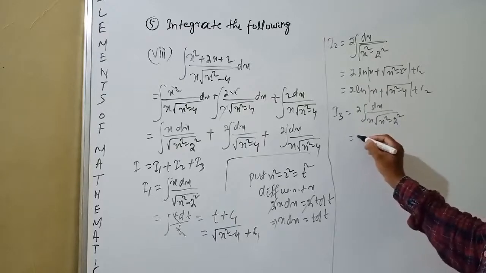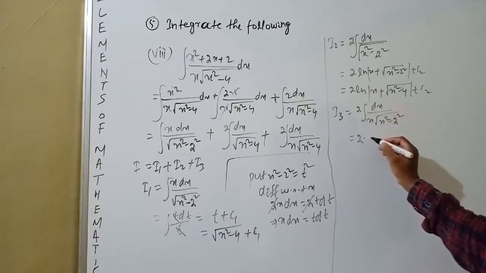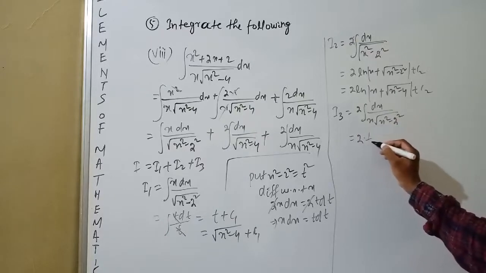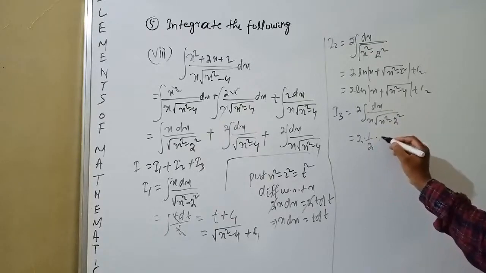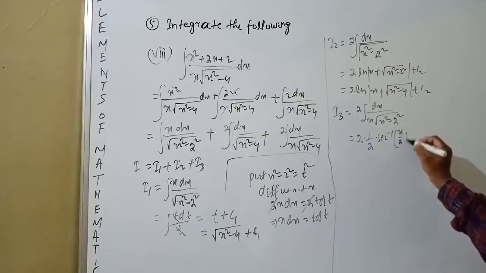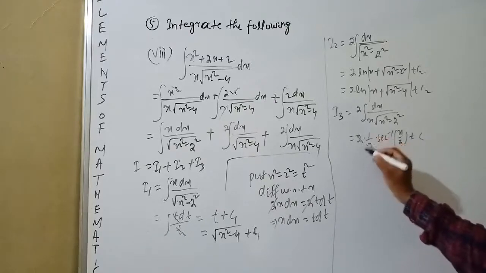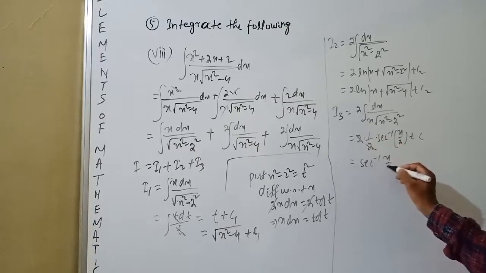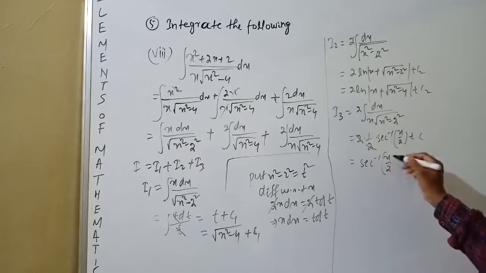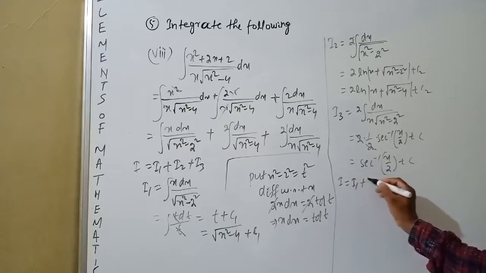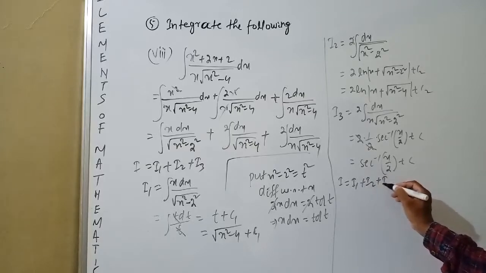Okay, is equal to 2. Use the formula: integral of dx by x root over x square minus a square is 1 by a sec inverse x by a plus c, that is 1 by 2 sec inverse x by 2 plus c. The 2 will cancel out. Okay, that is sec inverse x by 2 plus c. I is equal to I1 plus I2 plus I3.